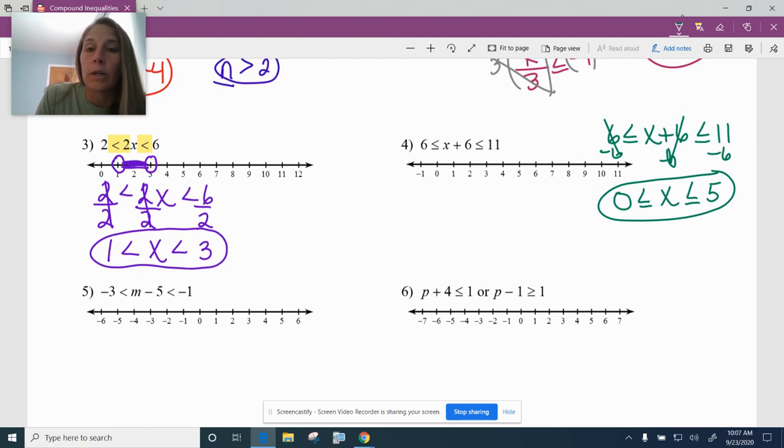Now notice this time they're going to be closed circles because I have the little lines underneath. So the 0 here, the 5 here, and x would have to be in the middle of those two. And that's it.